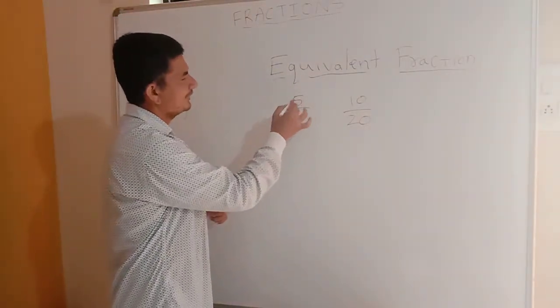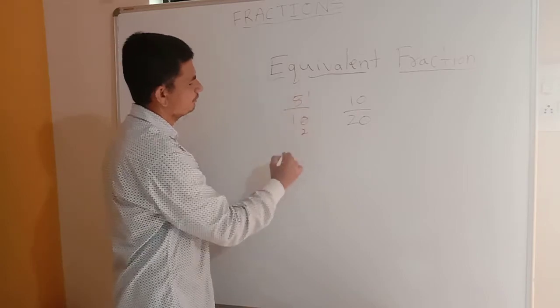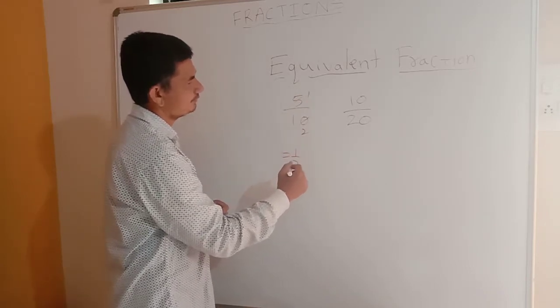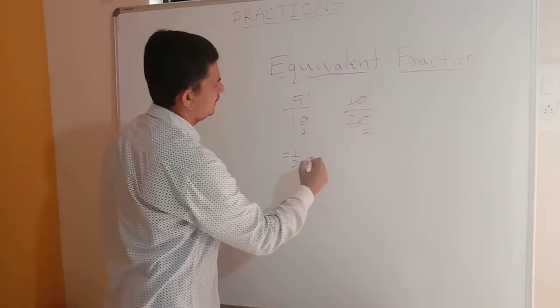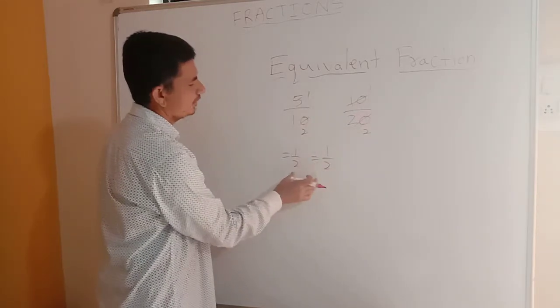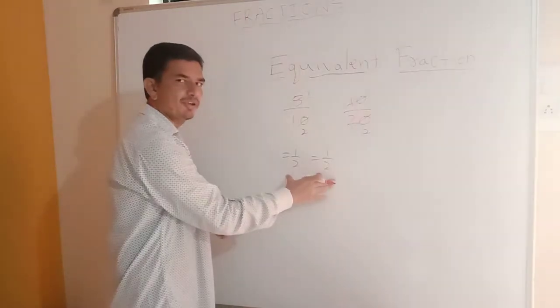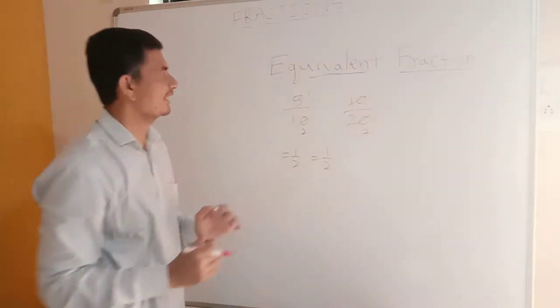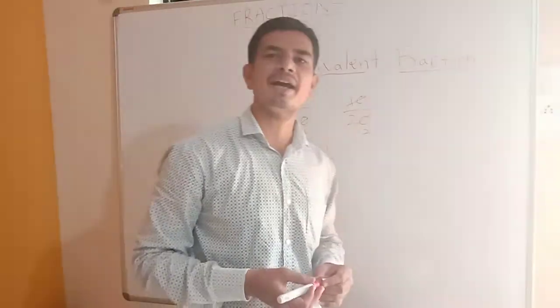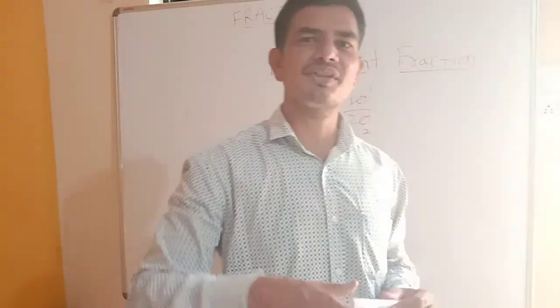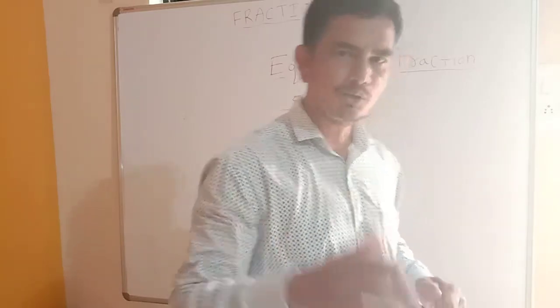If you cancel 5 ones are 5, 5 twos are 10, we will get 1 by 2. If you cancel 10 ones are 10, 10 twos are 20, here also 1 by 2. So these are in the same ratio, they are equal. Like this we can understand what an equivalent fraction is. And sometimes in exams they may ask you to write any 4 equivalent fractions or any 5 equivalent fractions. I will show you how to do that.